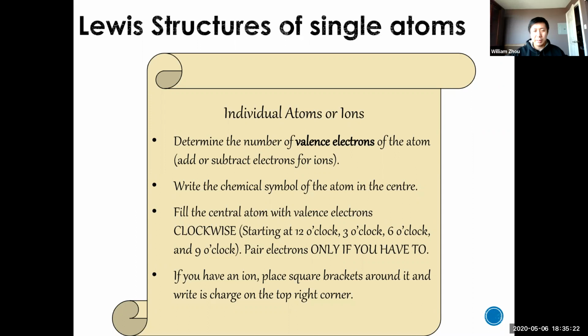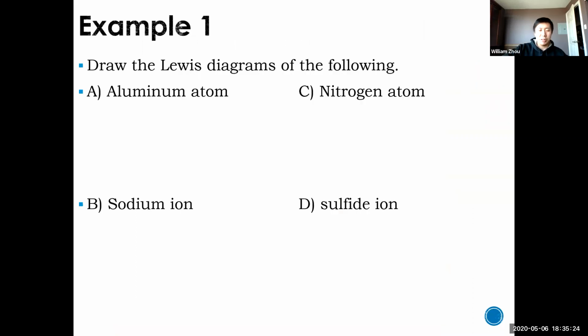So let's do some examples of just individual atoms or ions. Okay, so these are supposed to be very simple. The first one being aluminum. So the chemical symbol of aluminum is Al, and you can see from the periodic table, aluminum has 3 valence electrons. So all you have to do is go 1, 2, 3. You start from the top, you go clockwise, at 12 o'clock, 3 o'clock, and 6 o'clock. So there is your aluminum atom. That's it. That's all you have to do.